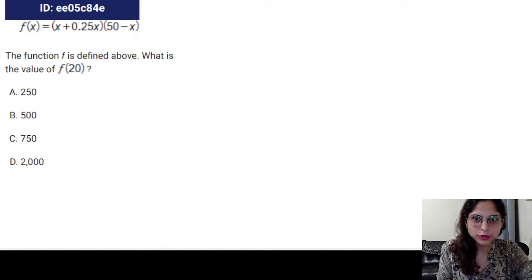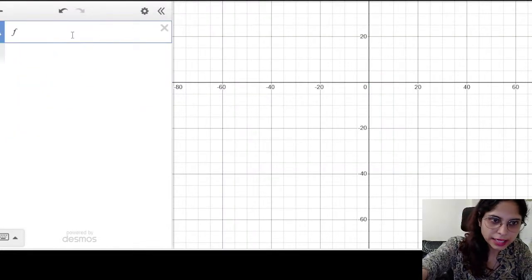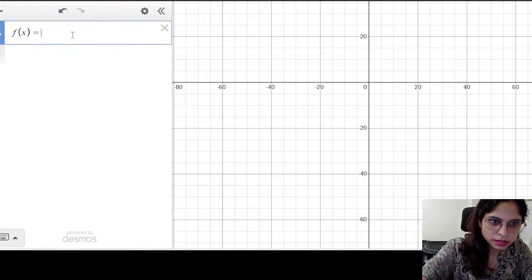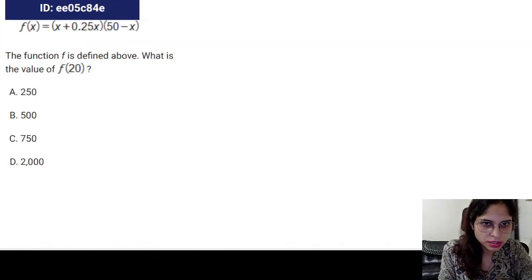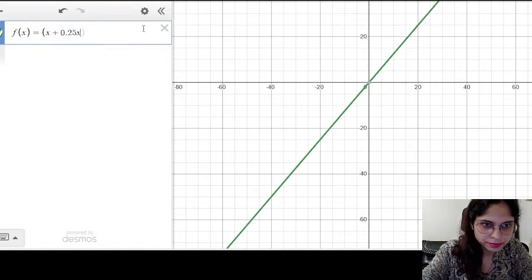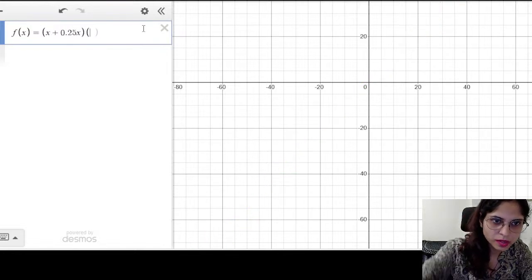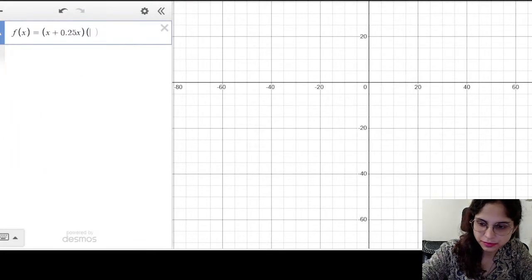Like I told you, you go to Desmos, you directly type f of x equals whatever the equation is: 0.25x times x minus 50, 50 minus x.